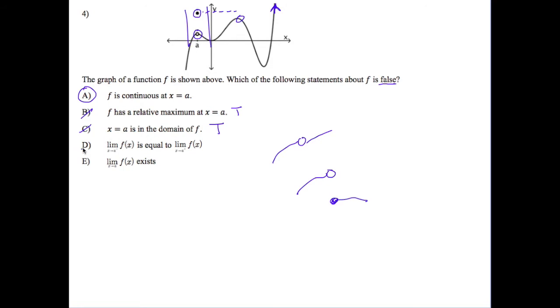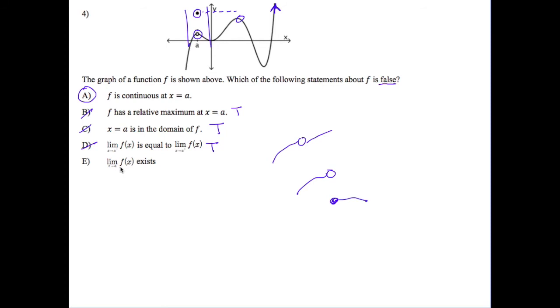So this is not an answer because this is true. It does come to the same value. The left does equal the right. And to say that formally, the left-hand limit does not equal the right-hand limit. All right, and let's look at E.